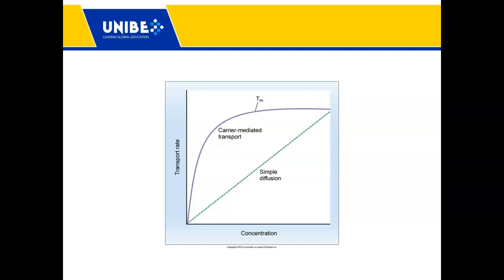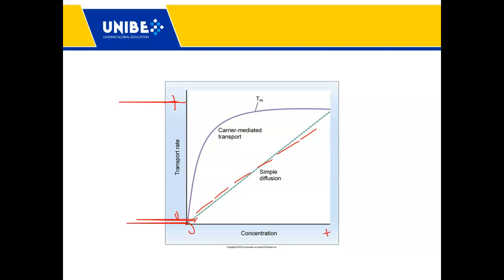If this graph is measuring concentration, this concentration is 0, this is more concentration, this transport rate 0, this is more transport rate or faster transport rate. When we have simple diffusion, we can see that as I'm increasing concentration, I'm increasing the transport rate. That makes sense because in simple diffusion, I'm going through the cell membrane without the need or help of any type of channel. So as long as I'm increasing concentration, I'm going to be able to transport more into the cell or out of the cell, depending on the process.